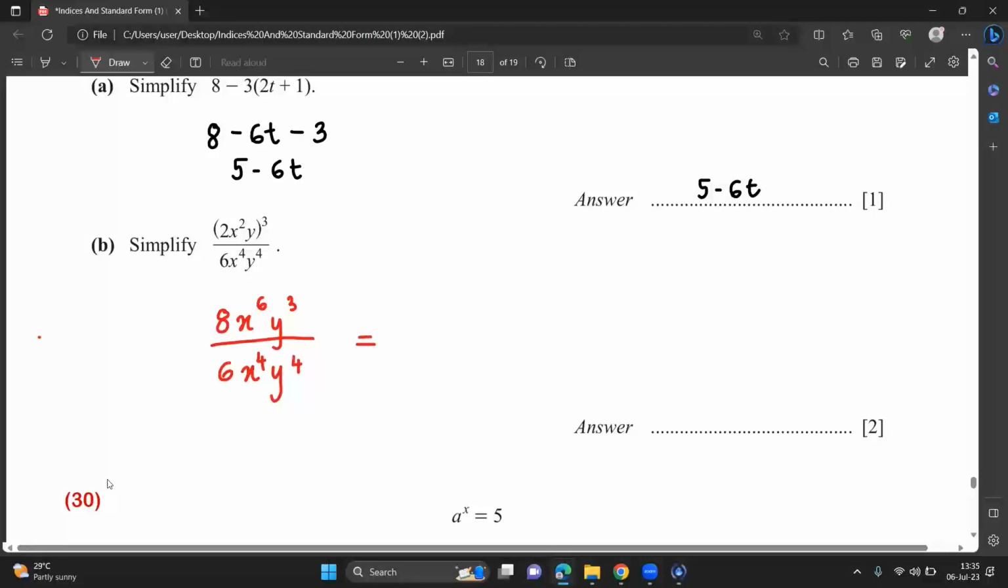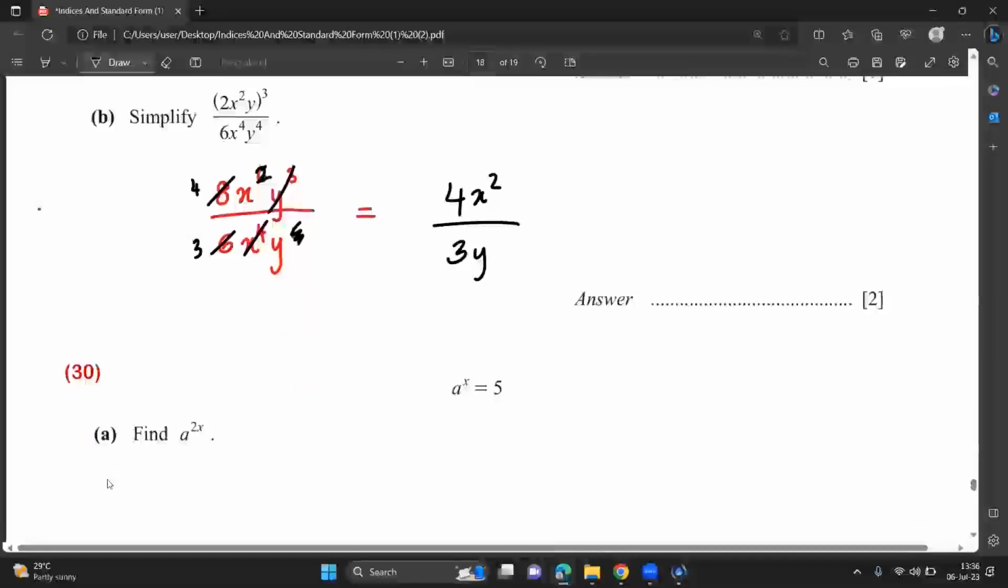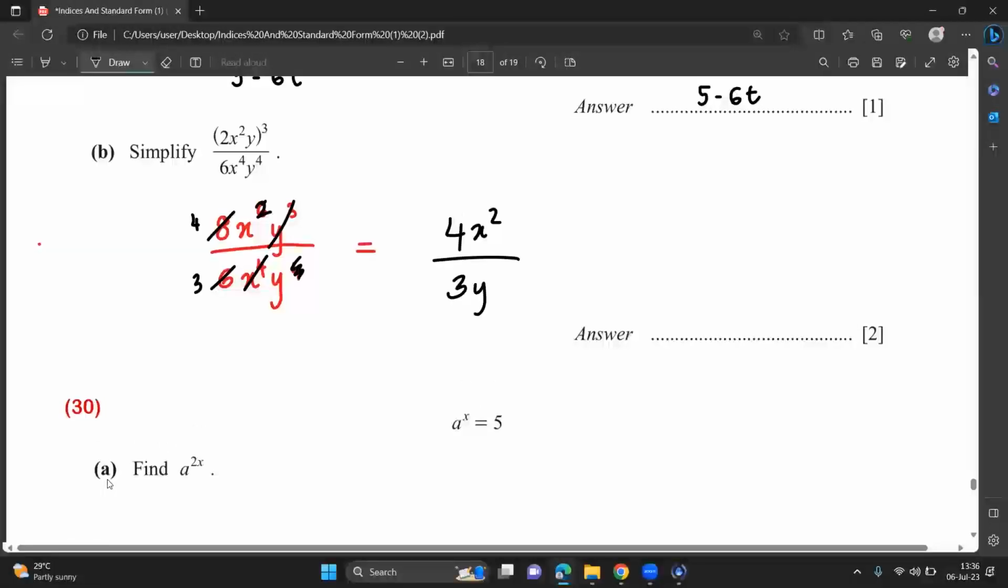Now you simplify. 6 and 8 becomes 4 and 3. X to the power 4 and x to the power 6 becomes x to the power... And this becomes a single y. So your final answer is 4x squared over 3y. Try the 30th one.